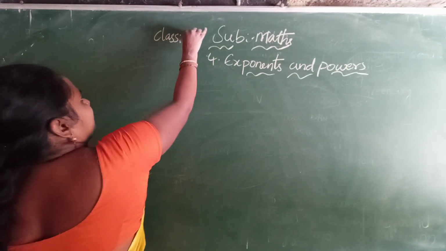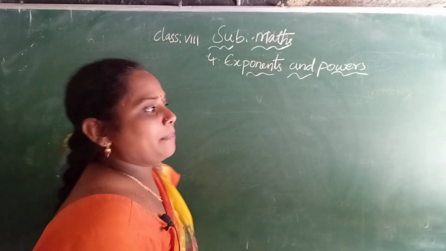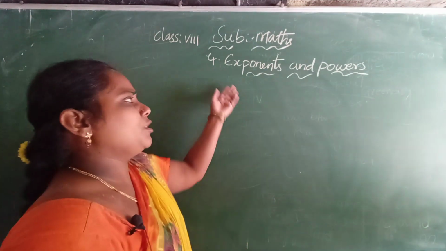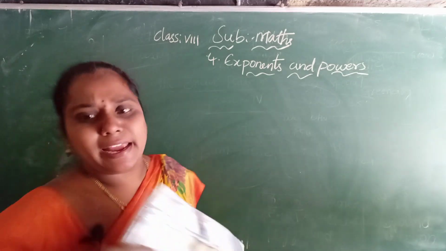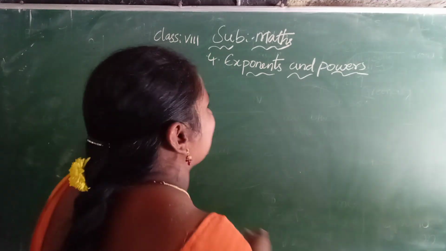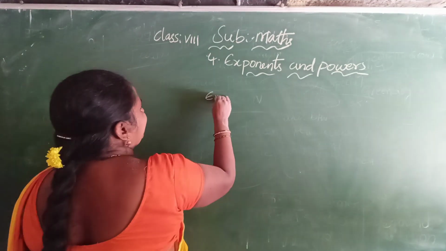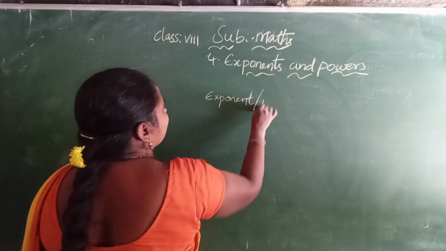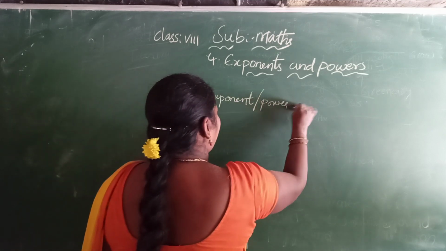Class 8 Max, 4th chapter, Exponents and Powers. What is the 4th chapter here? Exponents and powers. So we'll see what is the exponent and what is the power. Exponent and power both are the same thing.